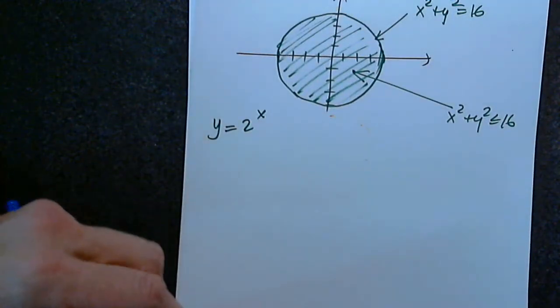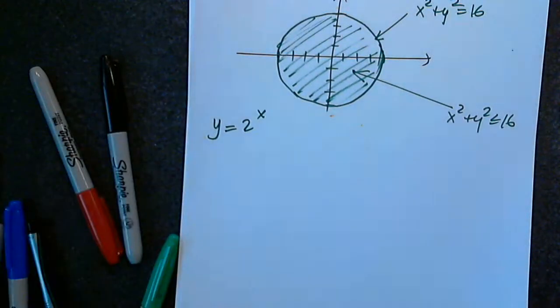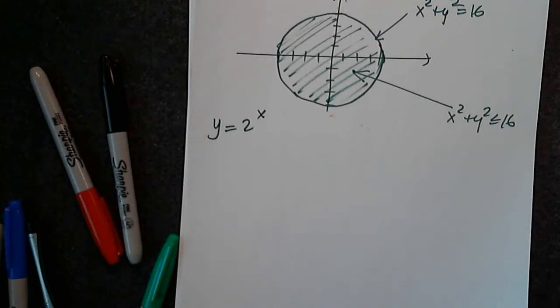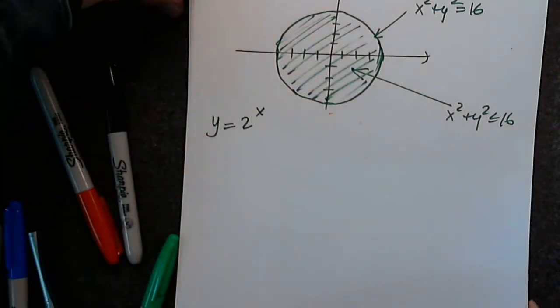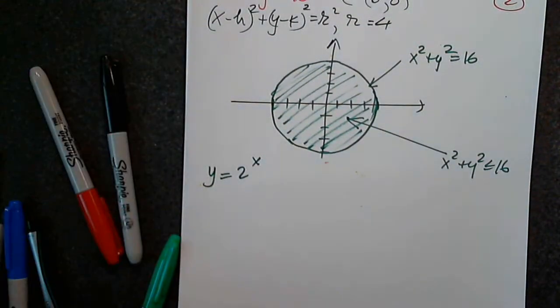Now I have to remember what this is. As I remembered that the previous one was a circle, now I have to remember what y equals 2 to the x is. What type of function is it? Exponential. Now I have two shapes for exponential, either increasing on all its domain or decreasing on all its domain. Which one is it? Increasing, yes, because the base is greater than 1. Very good. Where does it cross the y-axis?